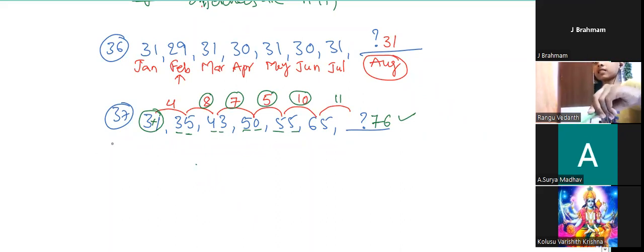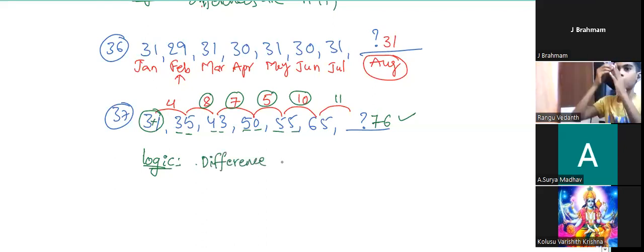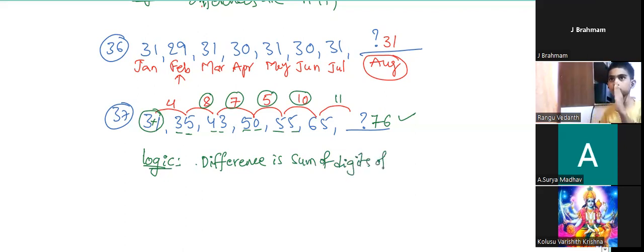Here the logic is: the difference is the sum of the digits of the previous number. Difference is the sum of the digits of the previous number. This 4 is the sum of the digits of the previous number 31. This 8 is the sum of the digits of the previous number 35.